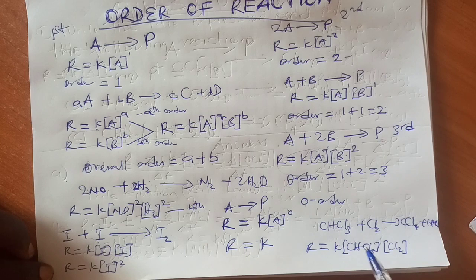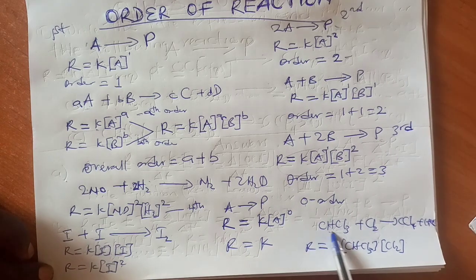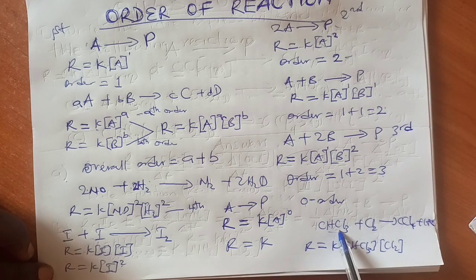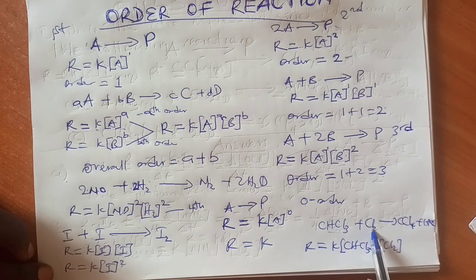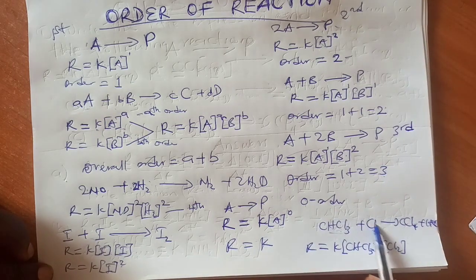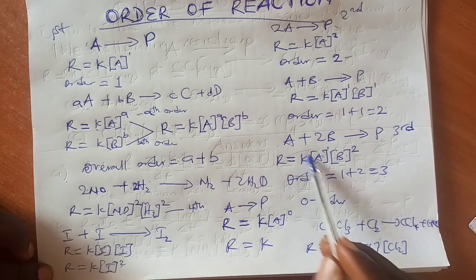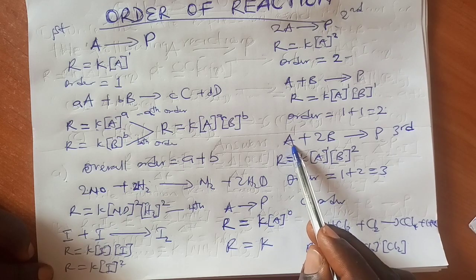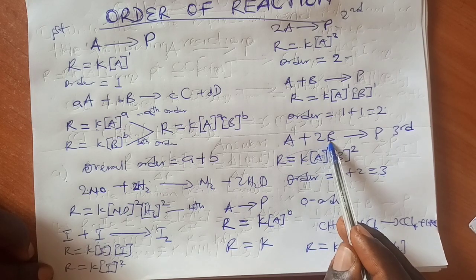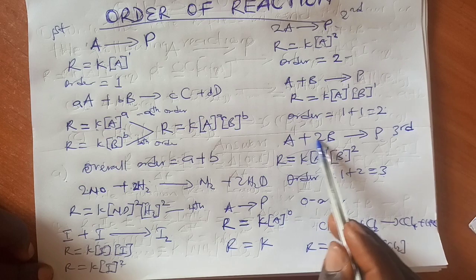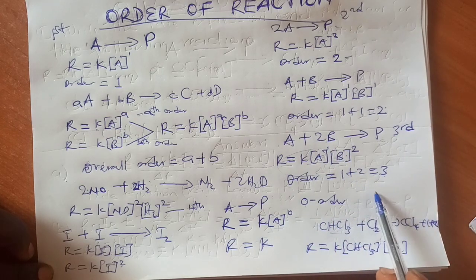But meanwhile, please understand that with respect to only CHCl3, it is a first order. With respect to only Cl2, it is a first order. The overall order becomes 2. Look at here. With respect to only A, it's a first order. With respect to only B, it's a second order. When you add the orders of reaction, it will give you 3.